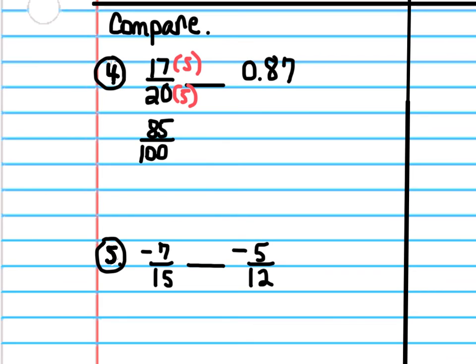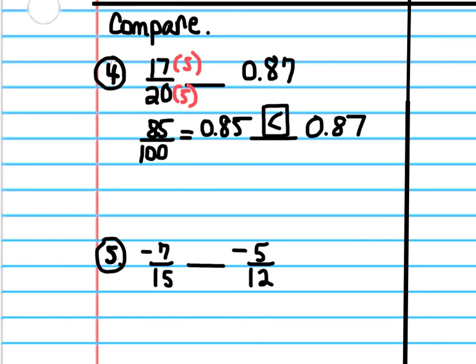Now the reason why I did that is because I can easily make 85 hundredths a decimal. It's going to be 0.85. Okay, and now I can compare it to 0.87. And it's clear to see that 0.87 is greater than. So we're going to put the less than symbol in the middle, and we're going to box our answer.